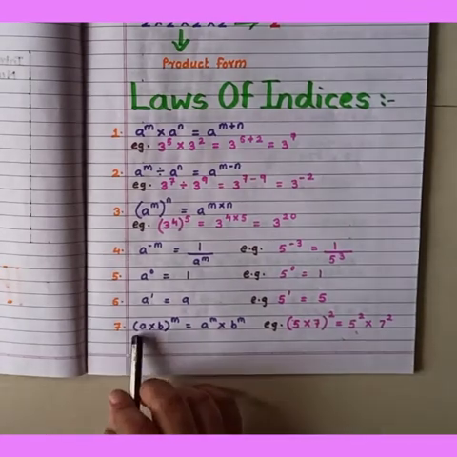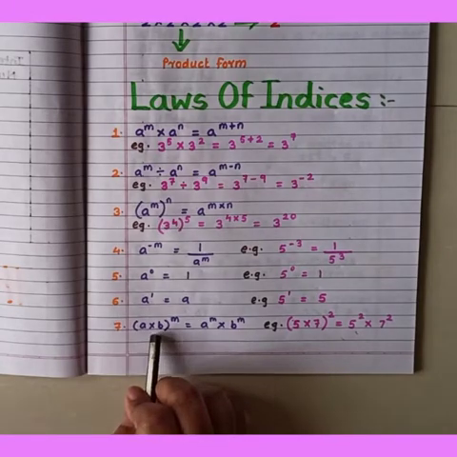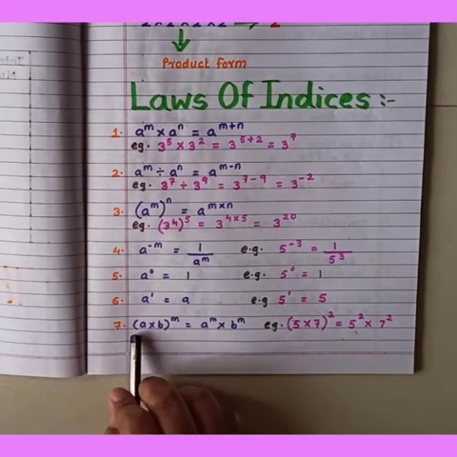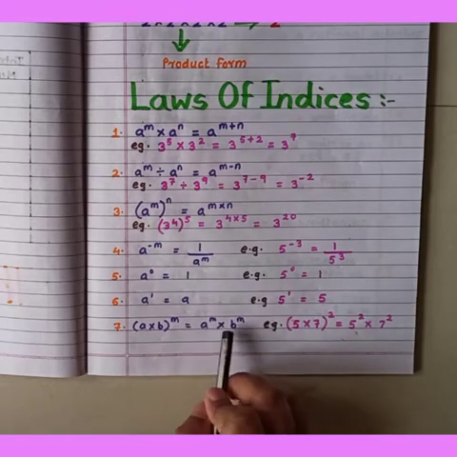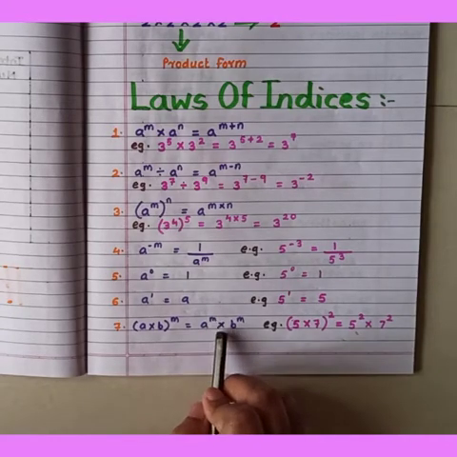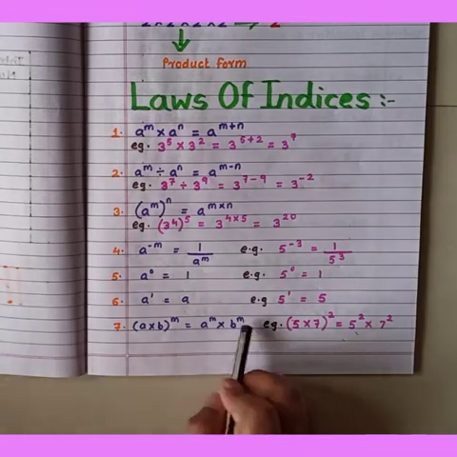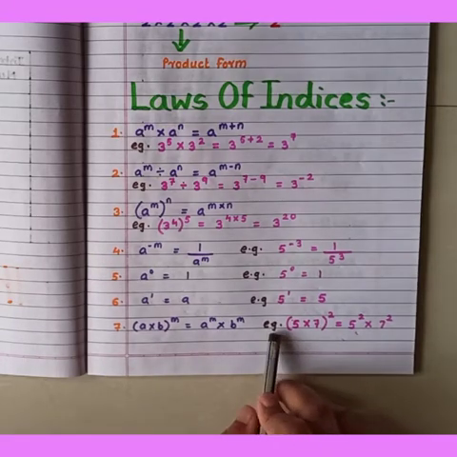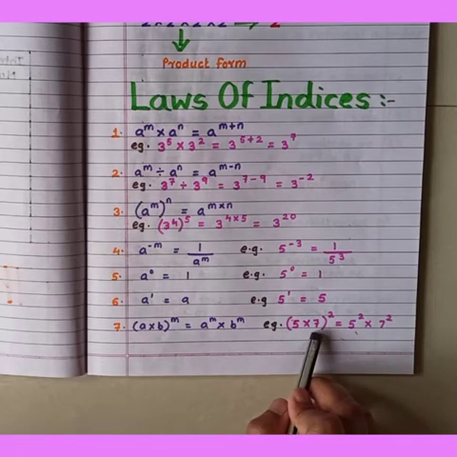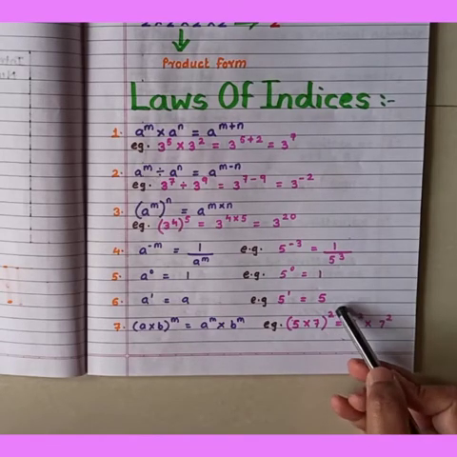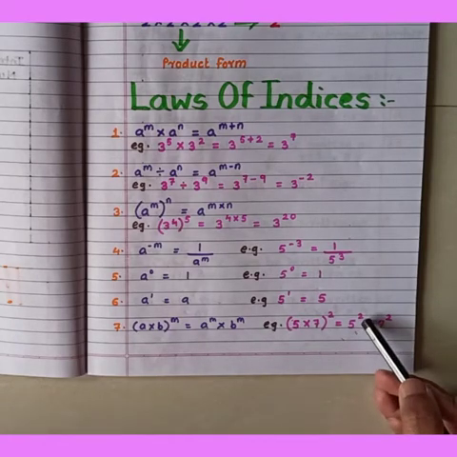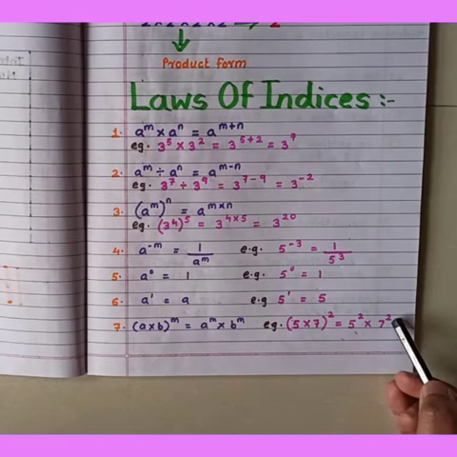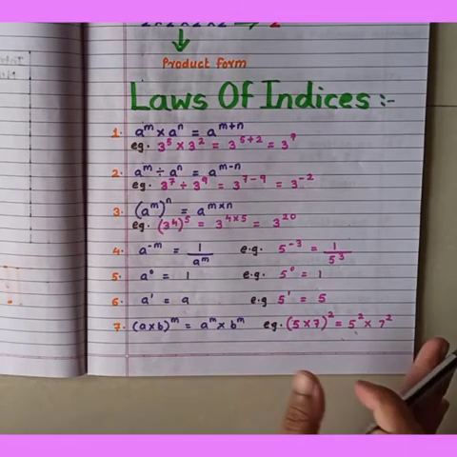Next law. When we have two different bases and one index, that index goes to both bases. That means A raised to m multiplied by B raised to m. See the example. Here 5 and 7 are two different bases and the index is 2. So that index goes to both the bases: 5 raised to 2 multiplied by 7 raised to 2. Understand, students?